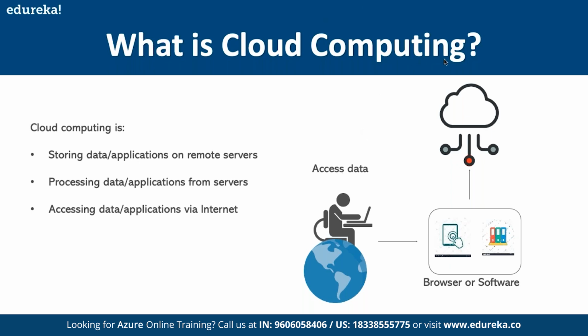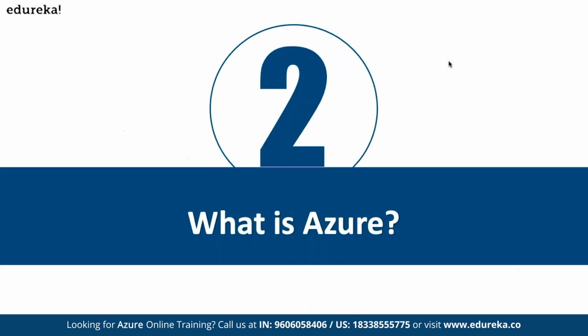And there are multiple service models available in cloud computing. We have infrastructure as a service, then platform as a service, and then software as a service given to us. If we talk about the main cloud computing vendors, then we have AWS, Azure, and GCP, and there are multiple other small vendors available in the market.